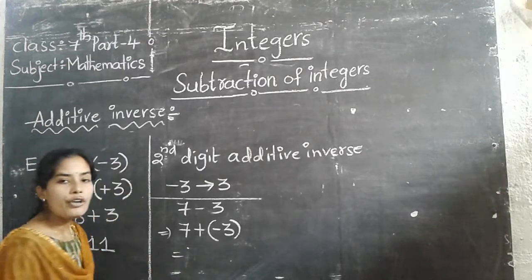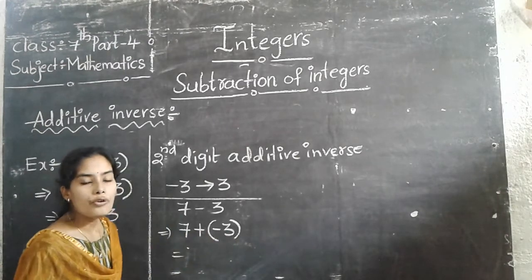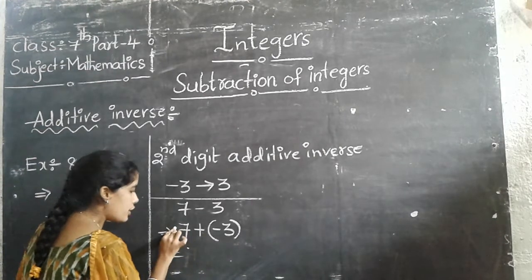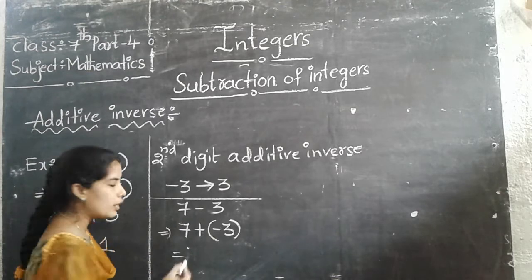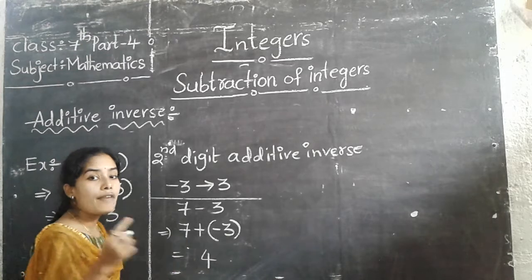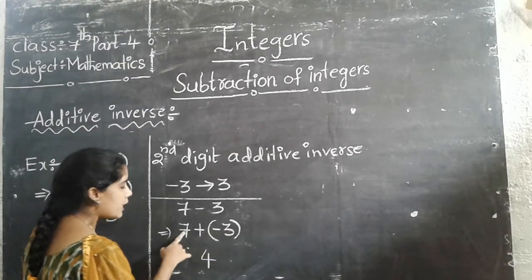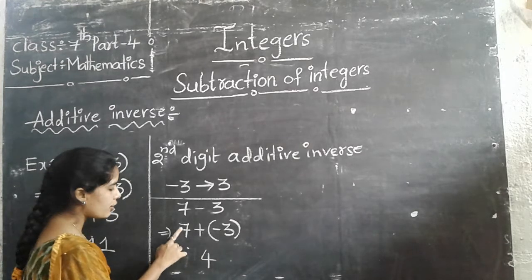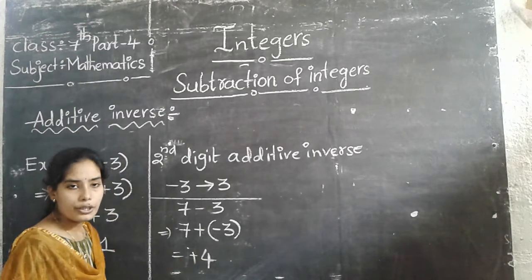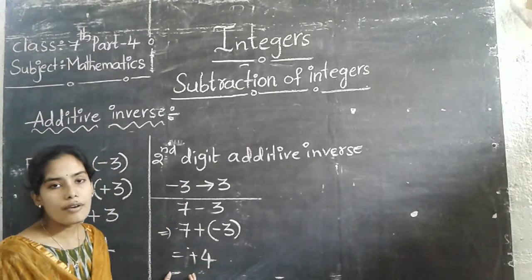That means, children, we know already: one plus sign, one minus sign. In the previous class we learned addition of one positive and one negative. What do we do? Just subtract them. 7 minus 3 is 4. After that, put the sign of the greater number. Which is greater? 7 is greater, and it is positive, so the answer is also positive. Like this we do subtraction of integers.